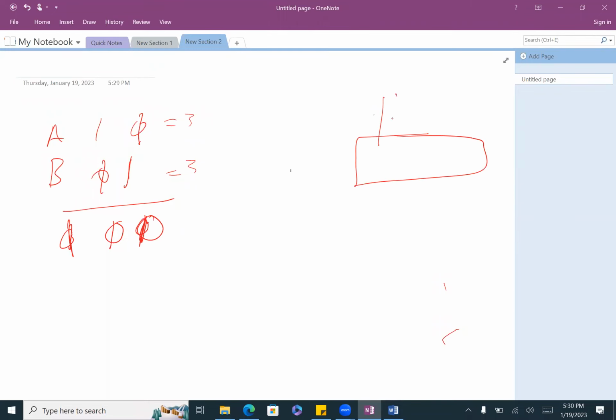If you have two inputs, this one 2-bit and this one 2-bit, this B and that A, what will the output be?